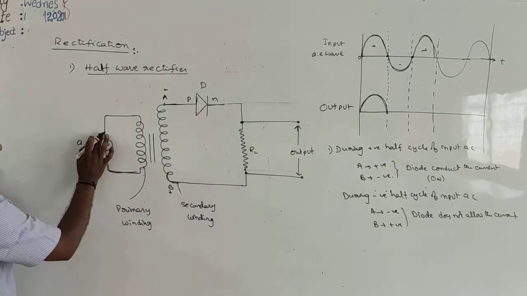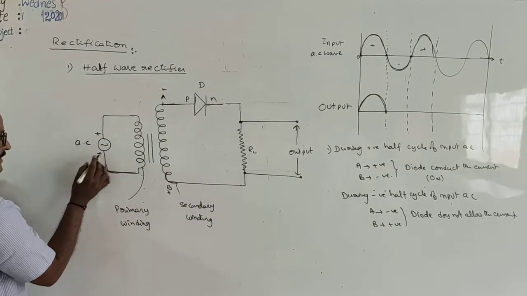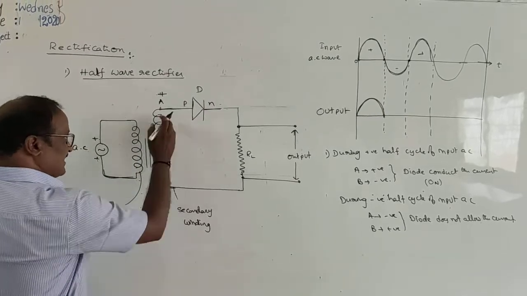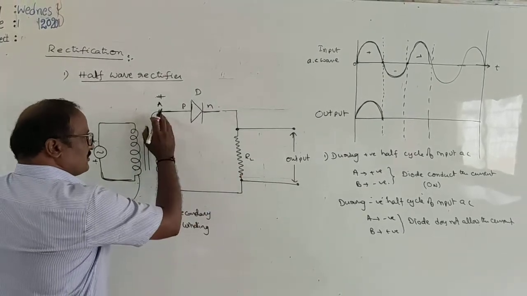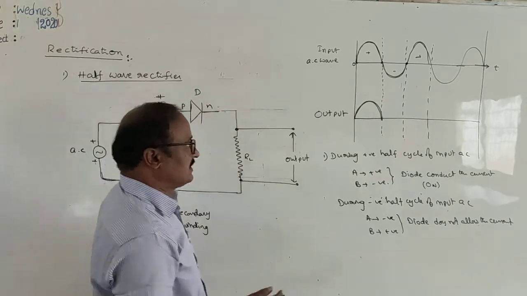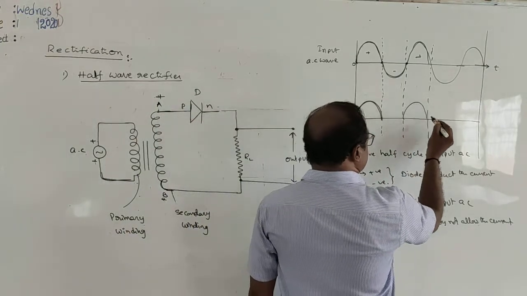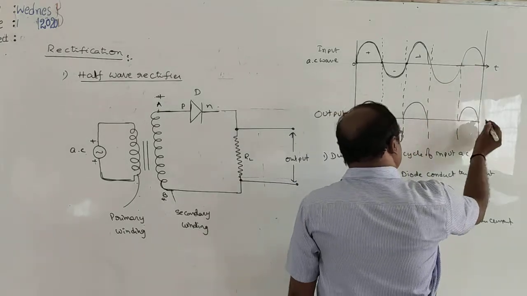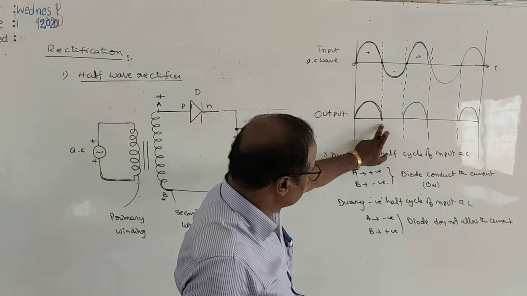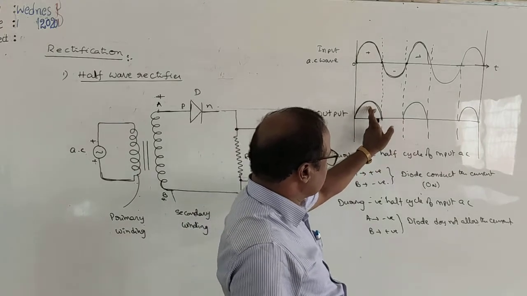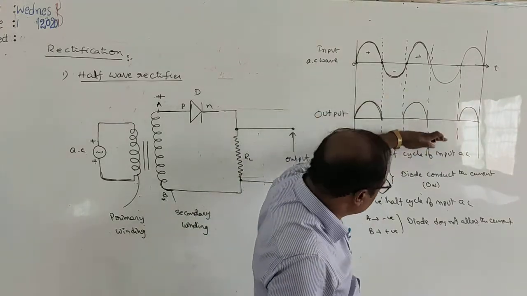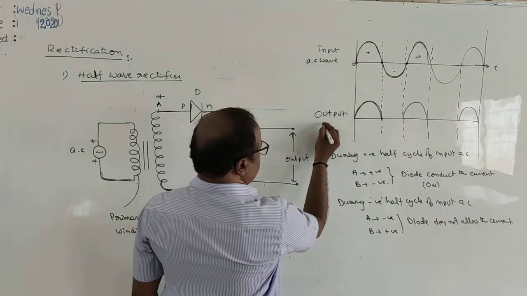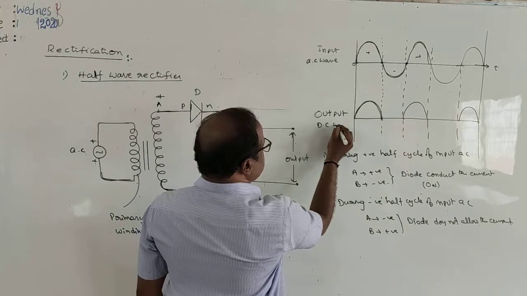Next, in the second positive half cycle, once again this end becomes positive and this end becomes negative. That's why A becomes positive and B becomes negative. Once again the diode is in forward bias, therefore it allows the current. That means a half cycle like this. So in this situation, for all the positive half cycles, this is the output. In this output region, the current is passing only in one direction. There are no negative half cycles. That means AC converts into DC. So this is the output DC waveform.